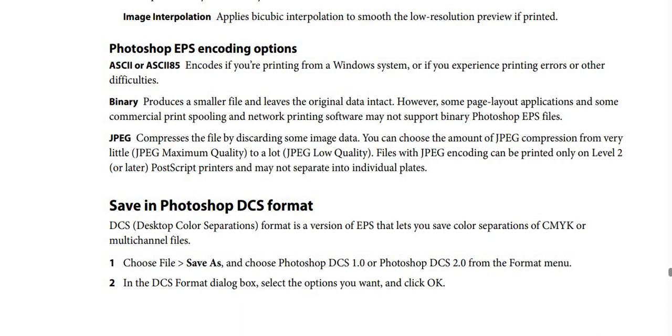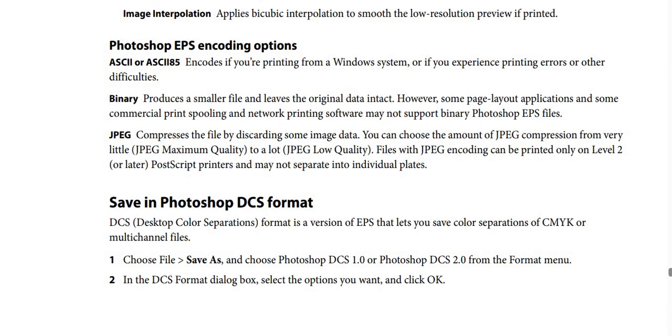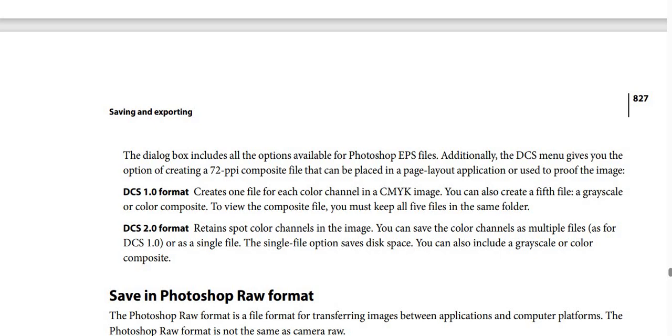We have steps. Step number 1. You should choose File firstly, then choose Save As and choose Photoshop DCS 1.0 or Photoshop DCS 2.0 from the format menu. And step number 2, in the DCS format dialog box, you should select the options you want and then click OK. And by the way, the dialog box includes all the options available for Photoshop EPS files, and additionally, the DCS menu gives you the option of creating a 72 ppi composite file that can be placed in a page layout application or used to proof the image.